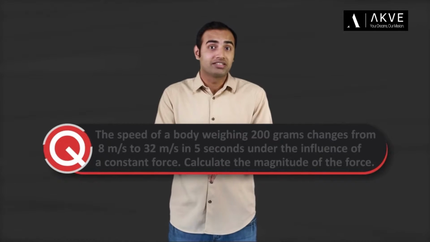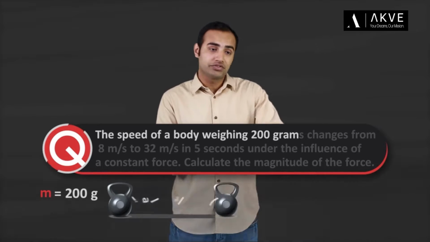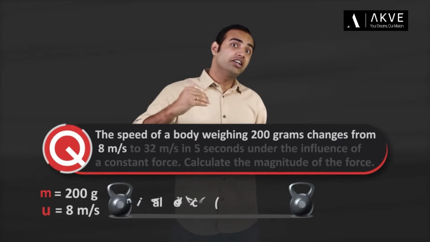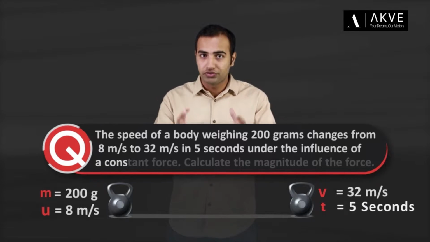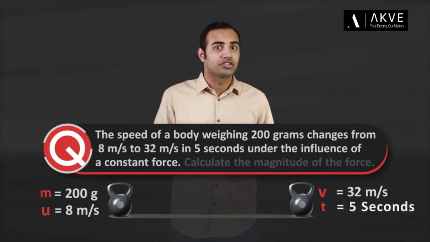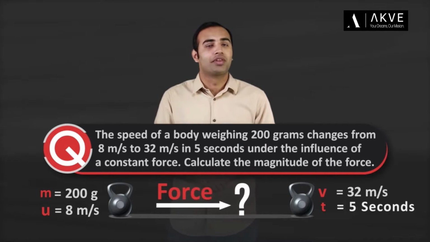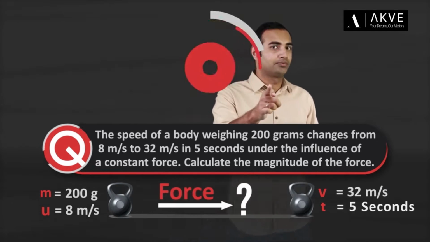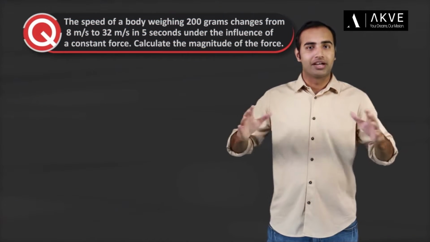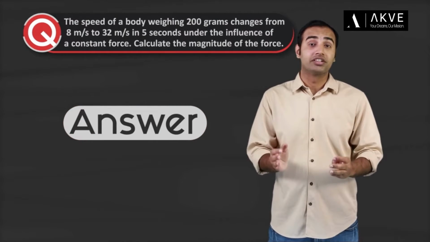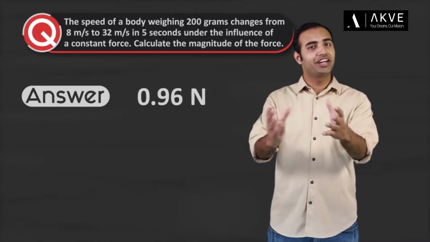So the second problem says that the speed of a body weighing 200 grams increases from 8 meters per second to 32 meters per second in 5 seconds under the influence of a constant force. Now, provided this information, you are supposed to find out the magnitude of that constant force. Your time starts now. Time's up, guys. The right answer to this question is 0.96 newtons. Let's see how many of you got the solution correct.